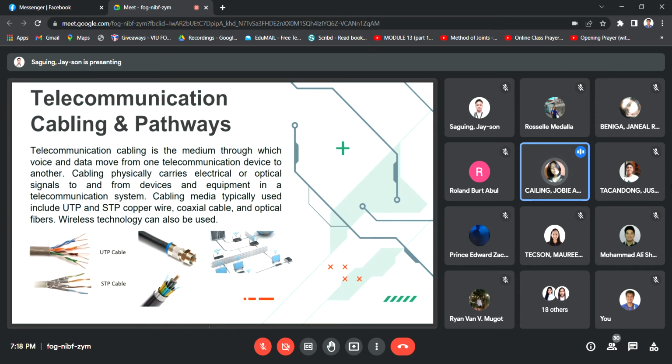So there are two elements of the telecommunication cabling structure. We have the backbone cabling and the horizontal cabling. Let us first discuss the backbone cabling.